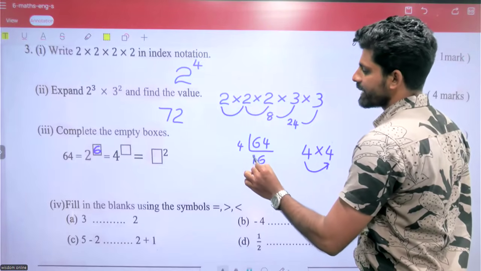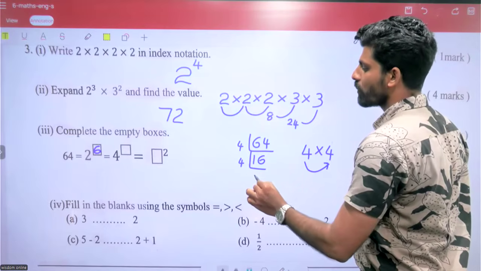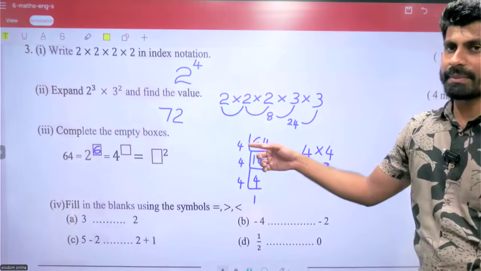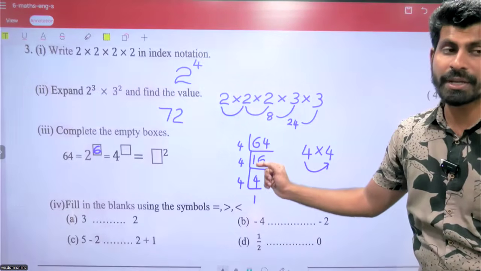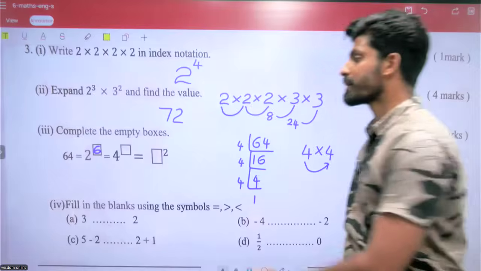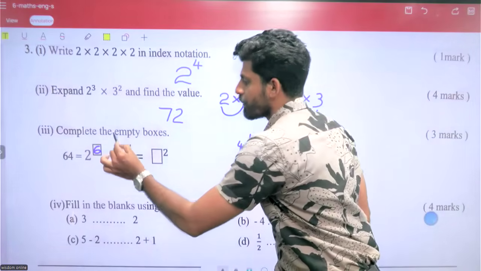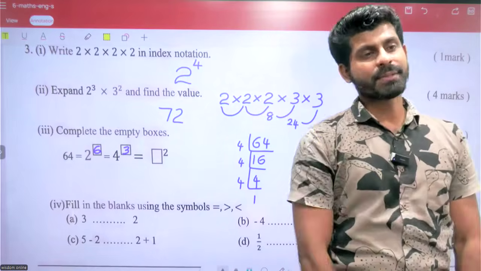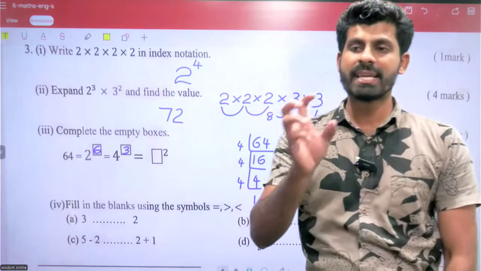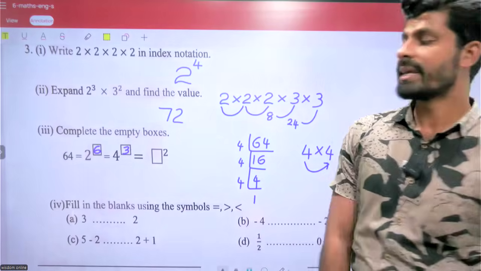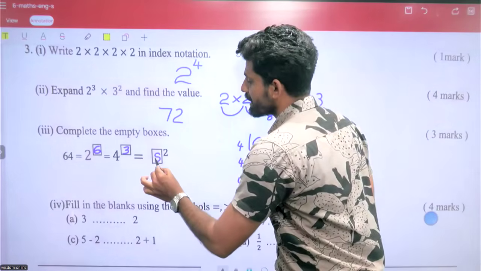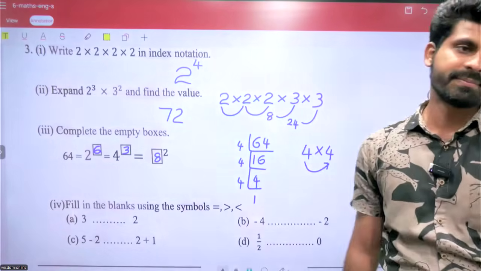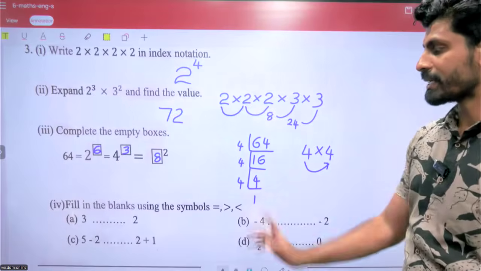16 divided by 4, 4 divided by 4, that means 1. That means 4 into 4 into 4, 4 to the power 3. 64 means 8 multiplied by 8. 8 multiplied by 8 means 8 squared. Right? Next one is very easy.